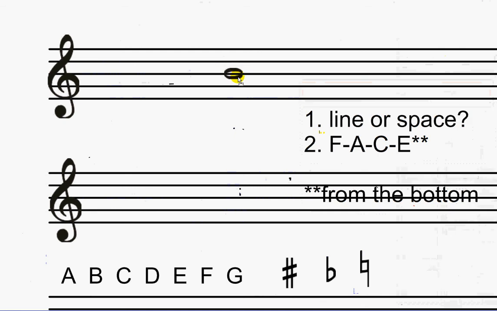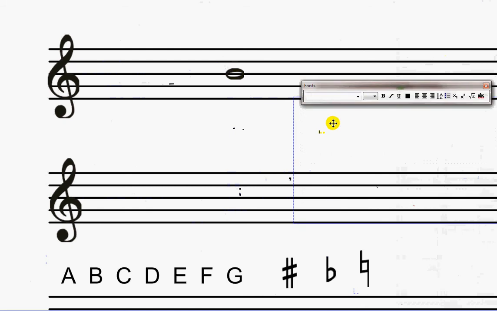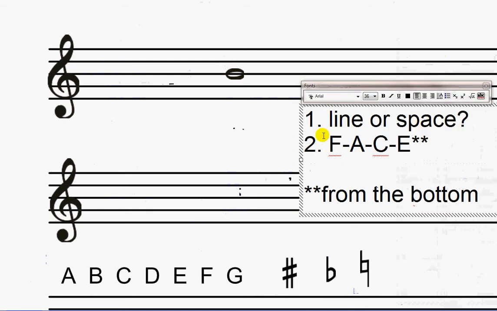Now if it were a line note, using our system over here, line or space, it would be a face, or sorry, space. It would be a line, sorry about that. And so we would use every good boy does fine. And go up from the bottom. Every good boy, so this note would be a B.